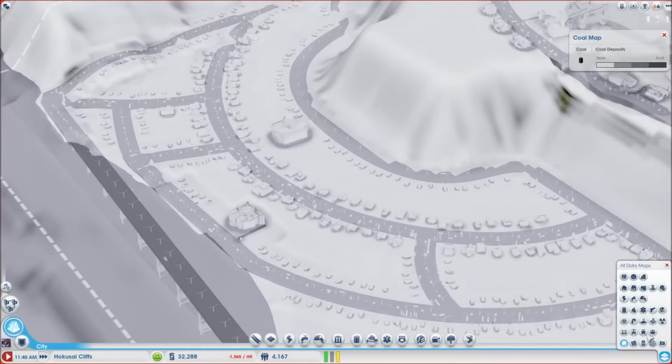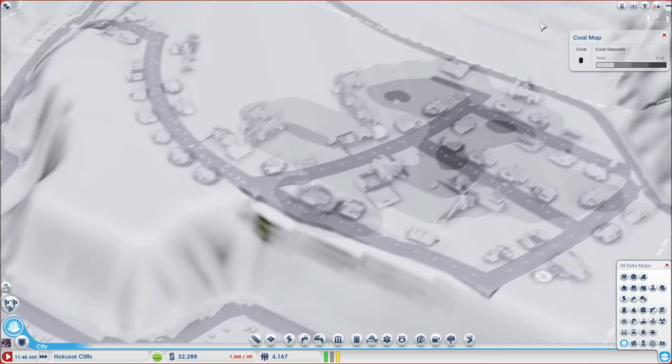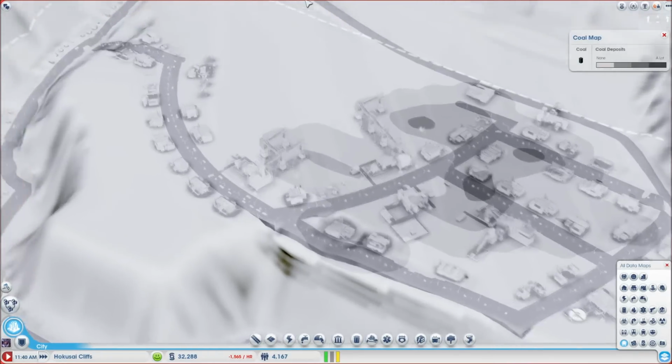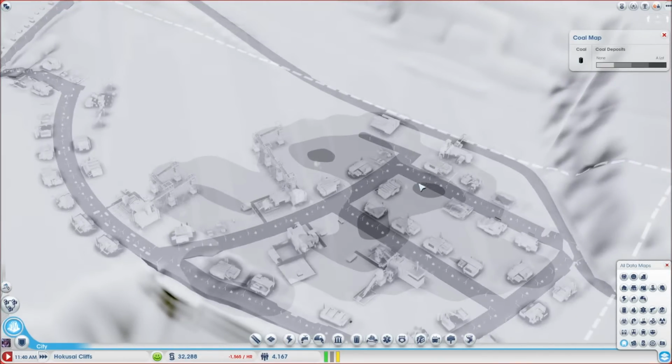So finally, our resource maps down here. We have coal. You can see the coal under the ground. This is what I was talking about. I'd cover it in the future. I'm just doing a light overview of the data map now.